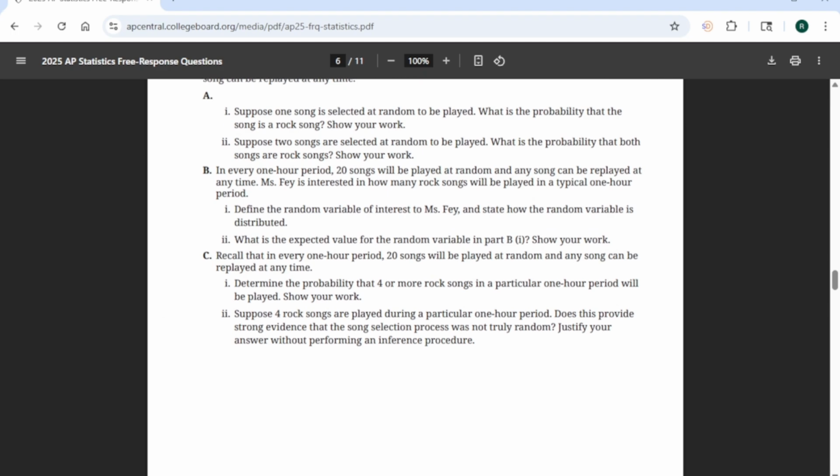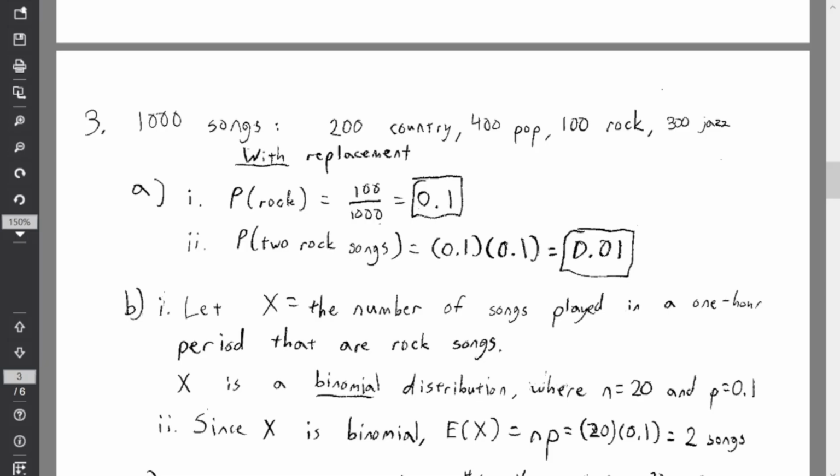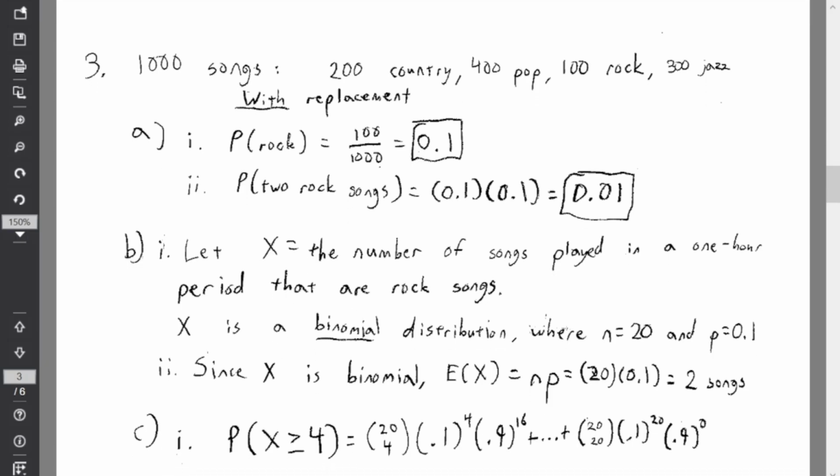Part C. We still have our same distribution, and we say, what is the probability that 4 or more songs that are played are rock songs? So we want the probability that x is at least 4. So we would add up from 20 choose 4 times, we want it to happen 4 times and not happen 16 times, all the way up to 20.